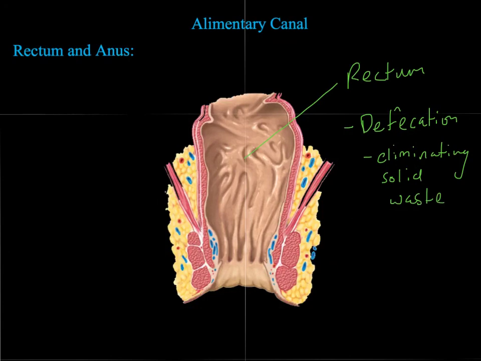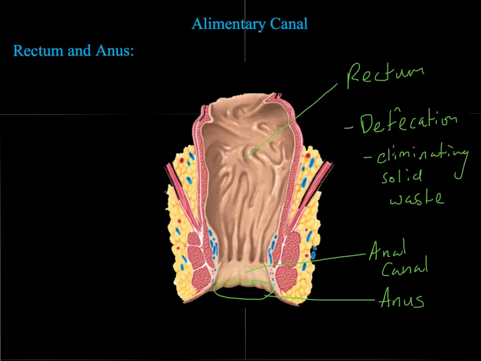So as waste is eliminated, it passes through the anal canal and exits the opening called the anus. Surrounding the anal canal is both smooth and skeletal muscle called the anal sphincter. The anal sphincter is under voluntary and involuntary control. In other words, you can control it. And the function of the anal sphincter is to prevent feces from moving back up into the rectum.